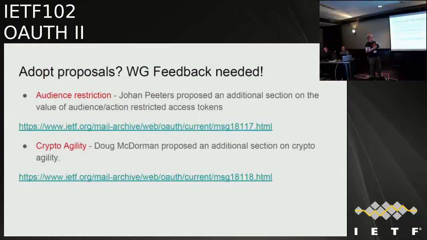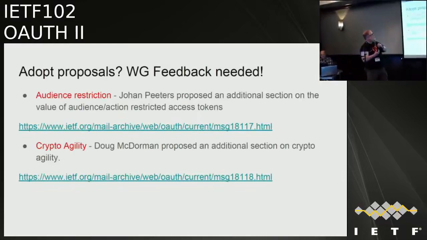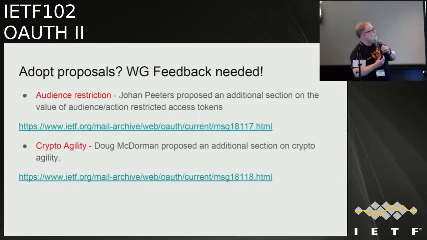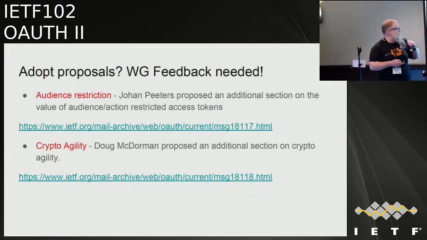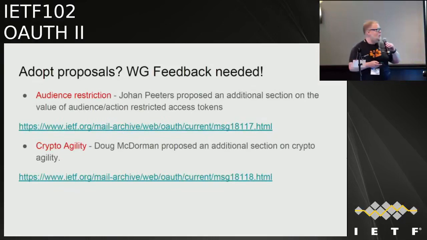We have 2 proposals, which we have to decide what we're going to deal with. One about audience restriction, which we should probably add. I think that makes sense. Crypto agility: people can look at the proposal on the mail archive and decide whether or not we want to do something with that. My personal preference is that it probably doesn't make immediate sense in the document. So we should decide what we do with these 2 things and then do a last call and try and move this BCP forward. Thank you very much.